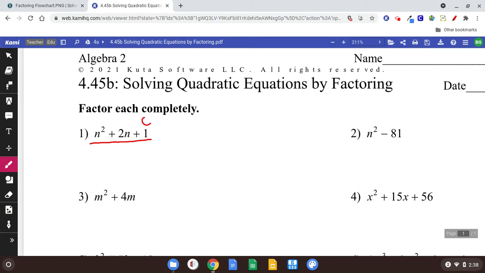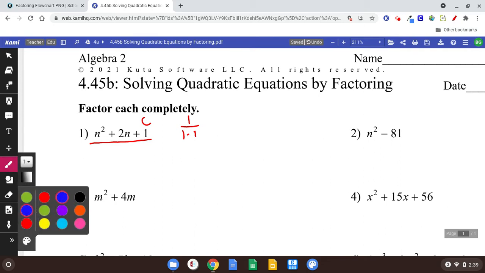So here's my C term, 1. All I have is 1 times 1. Those are my only possibilities. So I need two numbers that multiply to 1 and add up to 2. That's actually kind of easy because there aren't very many choices. We're going to factor this into two binomials, n and n. And my only two choices are plus 1 and plus 1. So that's factored, n plus 1 times n plus 1.